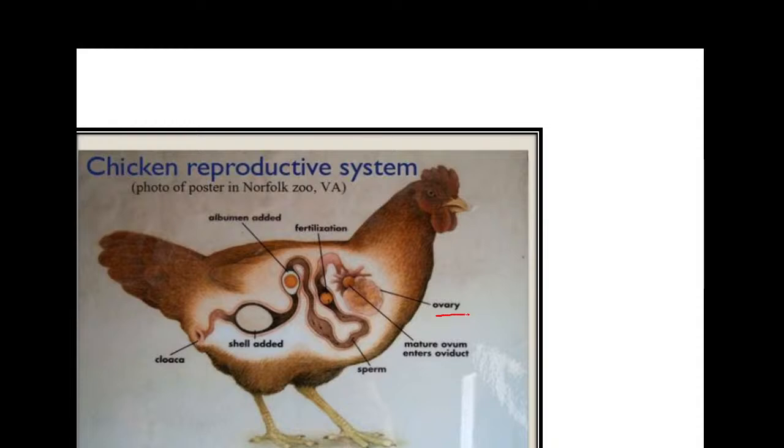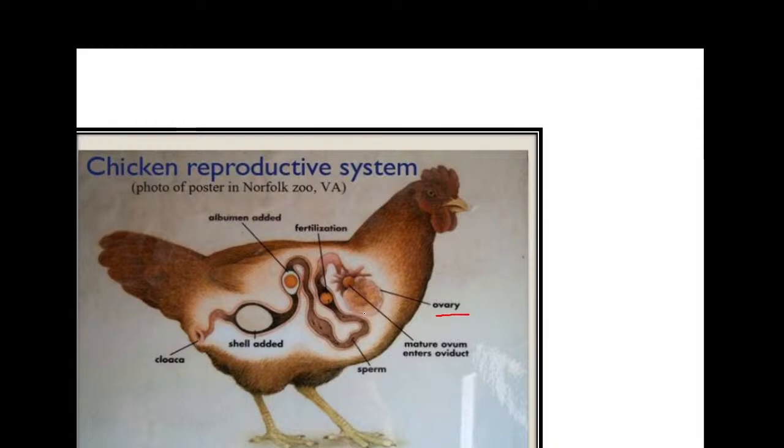So actually it is a flight adaptation in birds. The hen has only one ovary and one oviduct, on the left side, which is the functional one. Here you can see the ovary, and a mature ovum will enter into the oviduct. The oocytes will undergo development inside the ovary, as in all the female reproductive structures; the ovum undergoes development inside the ovary.